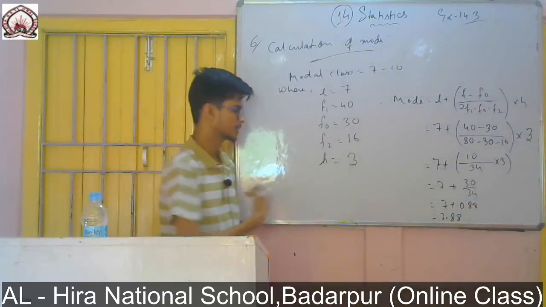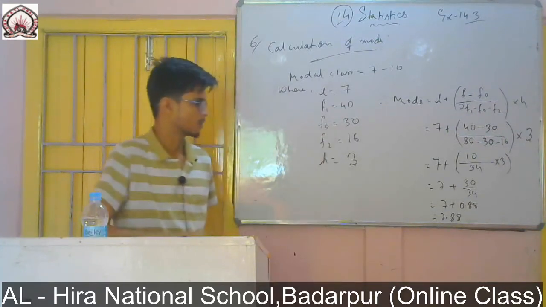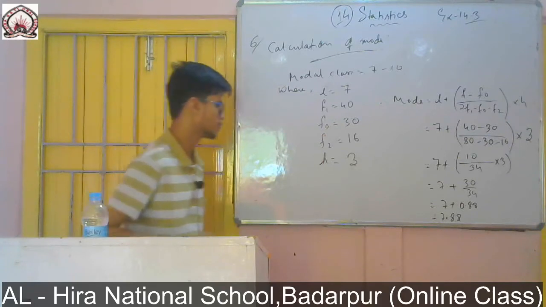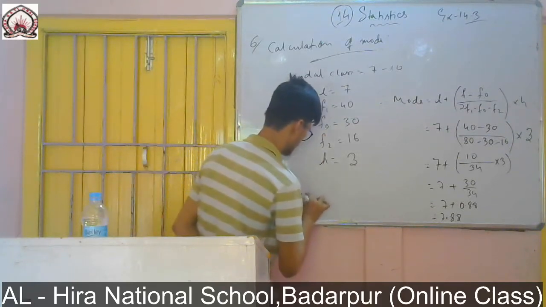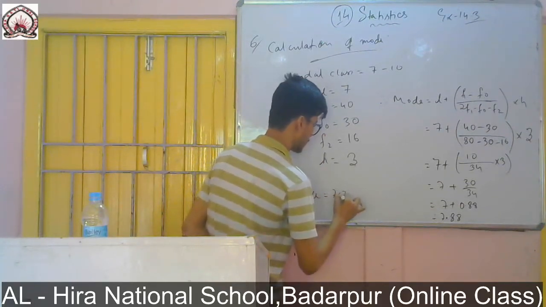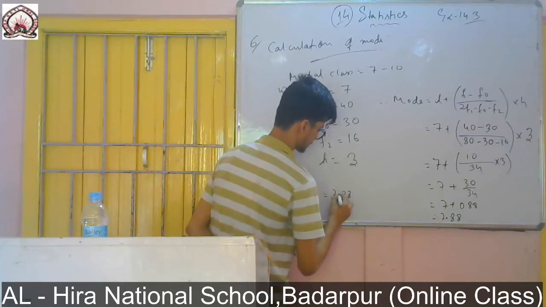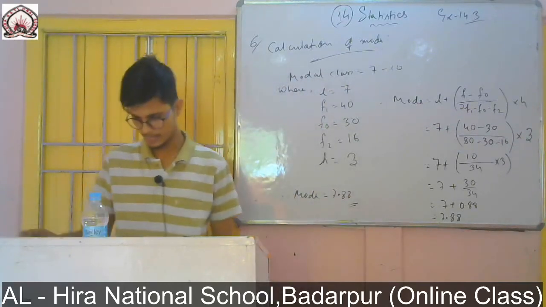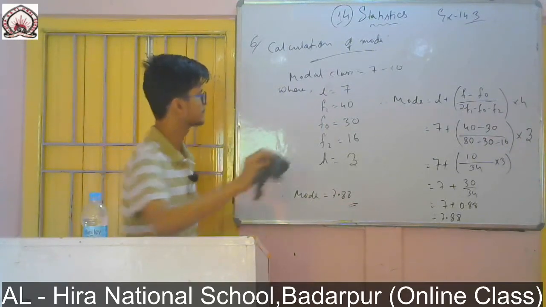The 0.88 actually continues like 0.88 repeating, so the answer is 7.88. Therefore, mode is equal to 7.88. So now we will calculate the mean.